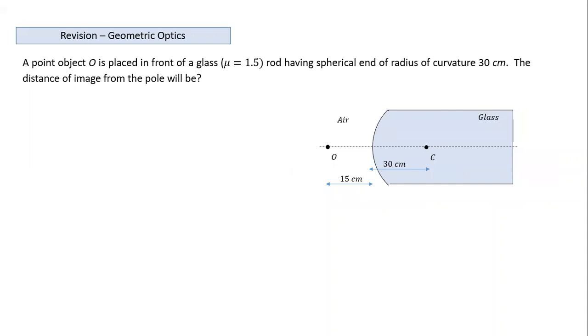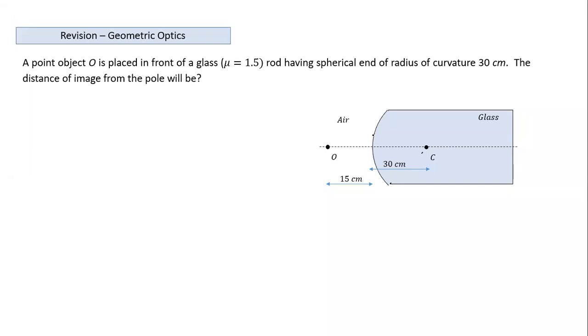Let's look at one more case here. A point object O is placed in front of a glass rod having a spherical end. So this part is a spherical surface. What we see as a curve is a part of a spherical surface of radius r, and C is the center. It is placed here. What is the distance of the image from the pole? So we are expecting the image that will form after one refraction.